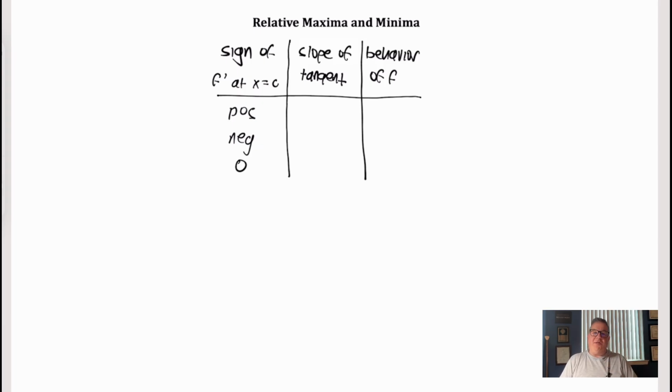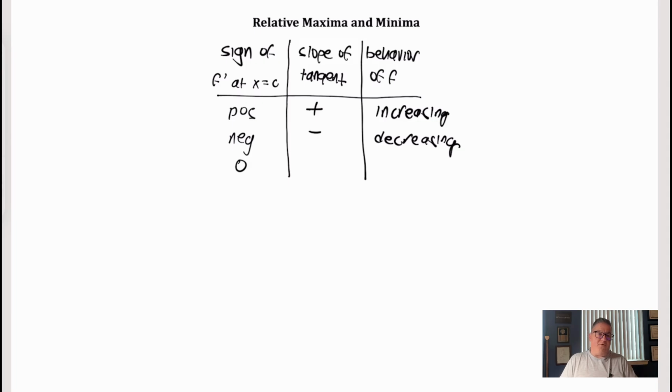Before we get into that, let's review what you should know already about the relationship between a derivative and what the function is doing. So if you're at a particular point, x equals c, and the sign of the derivative is positive, that means by definition that the slope of the tangent line is positive. It also means that the function itself is increasing at that particular x value. Similarly, if the sign of f prime at x equals c is negative, then by definition, the slope of the tangent line is negative. And it also means that the function is decreasing at that particular x value.